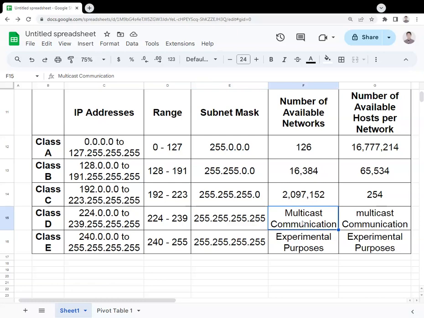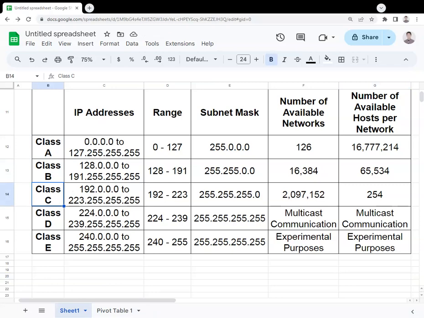Because Class D is only used for multicast communication, it doesn't have available hosts per network, again because it's only for multicast communication. What do we mean by multicast communication? Normally, Class D addresses are not typically subdivided into networks or hosts, unlike Class A, Class B, and Class C.